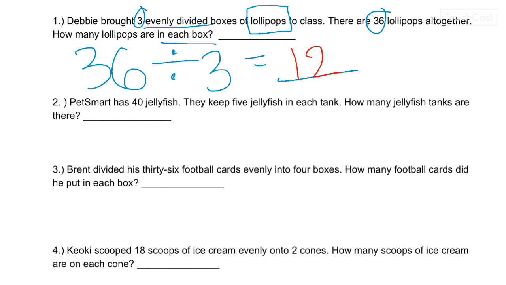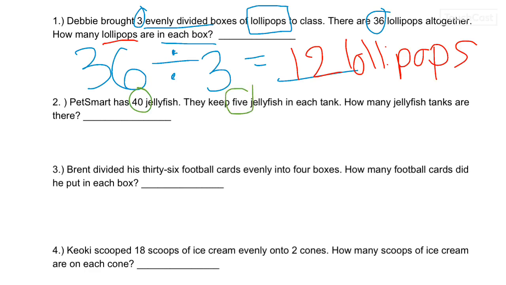What are we solving for? 12 what? How many lollipops? Thanks, Debbie. That was very nice of you. PetSmart has 40 jellyfish. They keep 5 jellyfish in each tank. How many jellyfish tanks are there? So we know our total number of jellyfish is 40. They keep 5 jellyfish in each tank, so we want to know how many tanks there are.